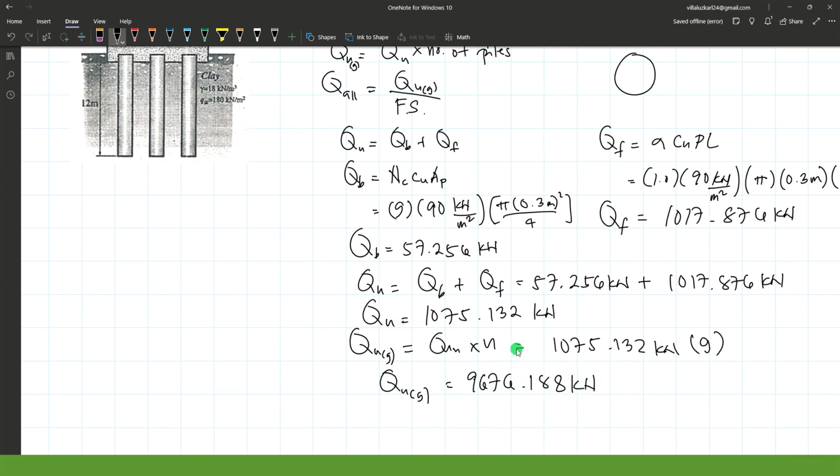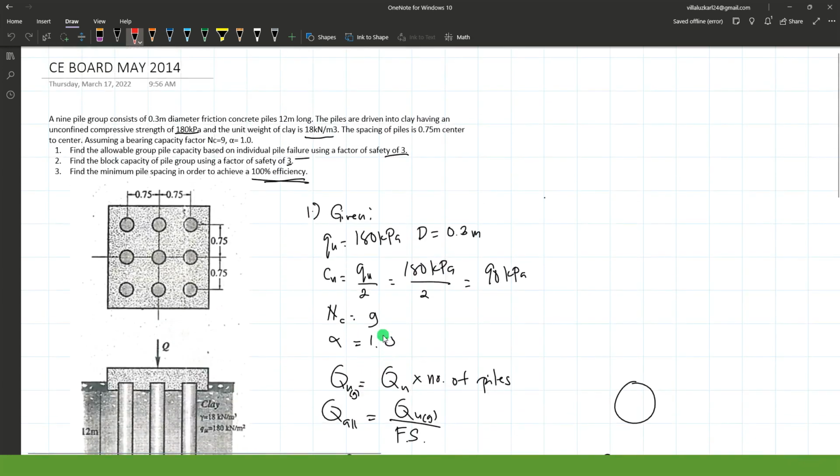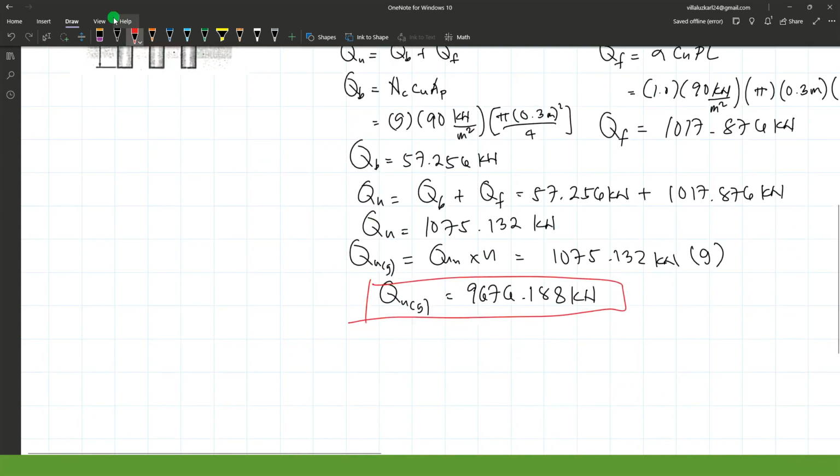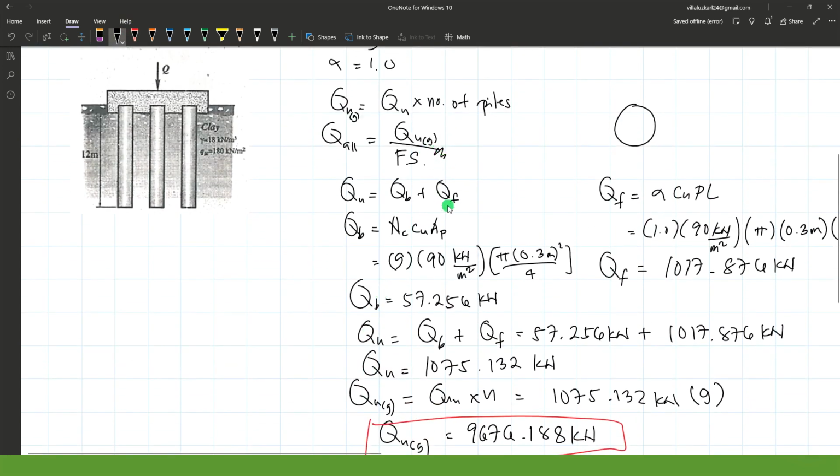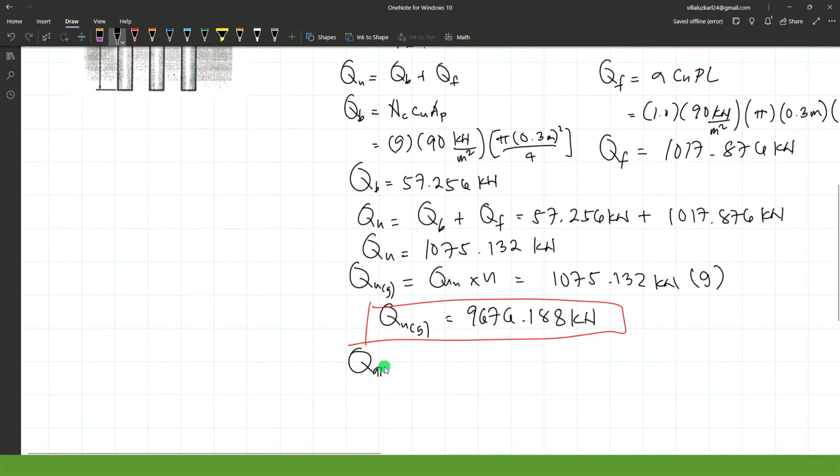9676.188 kilonewtons. That's for question number 1. Since the required is the allowable group pile capacity, this is just the ultimate. This is not yet the final answer. So we have to divide it by the factor of safety for the design or allowable bearing capacity. So divide this by the factor of safety, 9676.188 kilonewtons divided by 3.